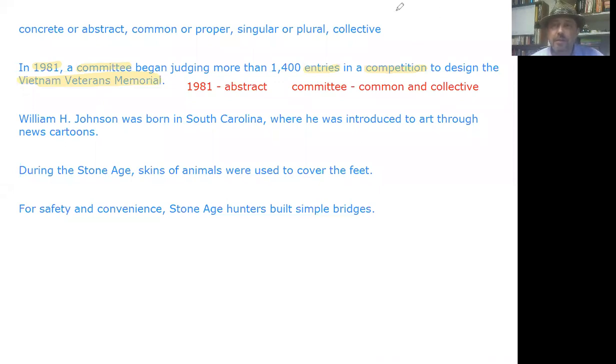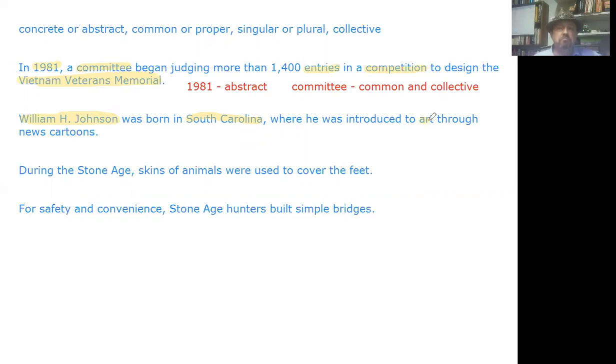So let's look at a few more examples of identifying nouns. William H. Johnson, he's a noun. Right, and he's a proper noun, and he was concrete. I'm not sure if he's still alive, but he was concrete when he was alive in any event. South Carolina, proper noun, it's concrete. I mean, I guess you could see all of South Carolina from orbit, right? But if you go there, you can see parts of it. It's a lovely state. I've been there before.